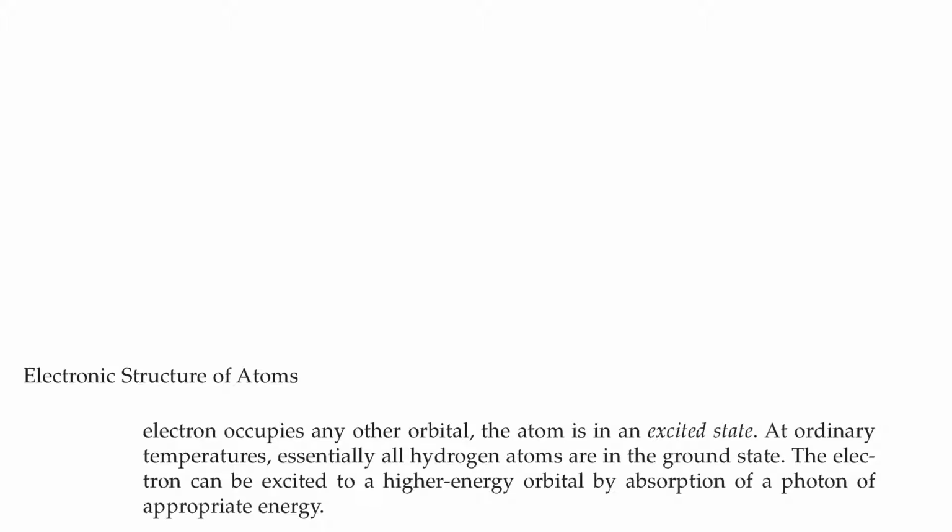When the electron occupies any other orbital, the atom is said to be in an excited state. At ordinary temperatures, essentially all hydrogen atoms are in the ground state. The electron can be excited to a higher energy level by absorption of a photon of appropriate energy.